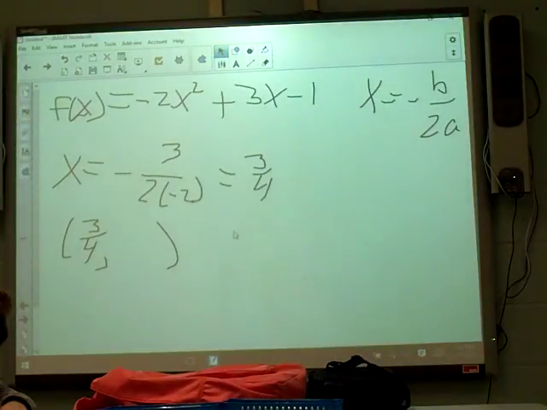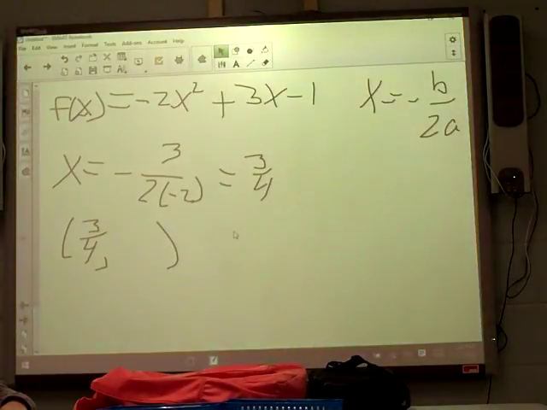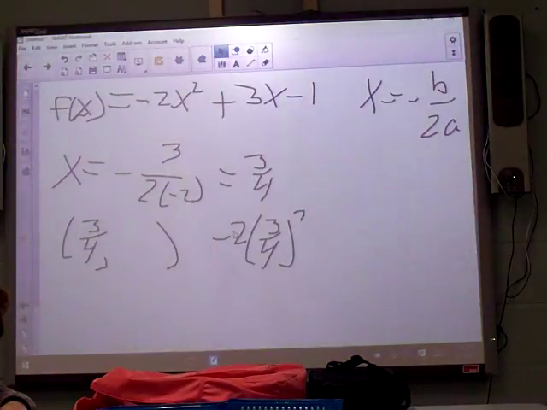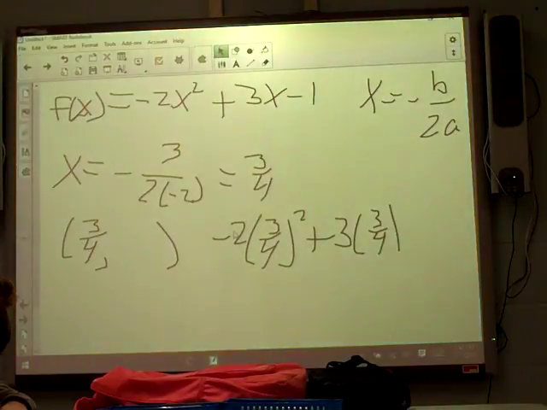So looking for my vertex now, I know it's going to be 3/4, comma something. I got to find that something. So what do we do to find the something? We plug that back in for the x's, which makes some fraction work for you, but pull your boots up and get after it. Negative 2 times 3/4 squared plus 3 times 3/4 minus 1.